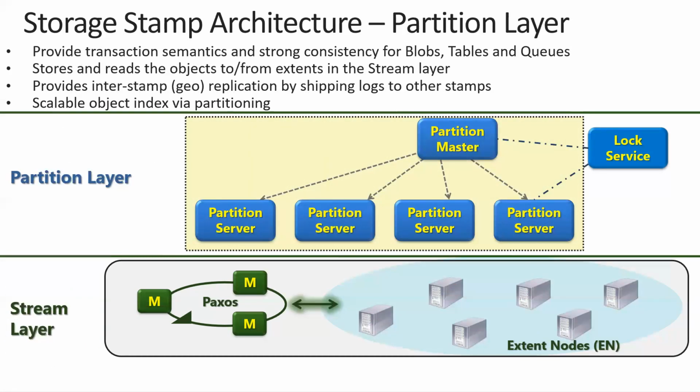Then the layer above it is the partition layer. Similarly, the partition layer has a partition master and then partition servers. The partition master assigns which partition server will be storing what partition data. We discussed that partition data is where the data is actually stored in these extent nodes, right? The partition server stores this data, and the partition master assigns which partition should be storing what data. And then there is a lock service.